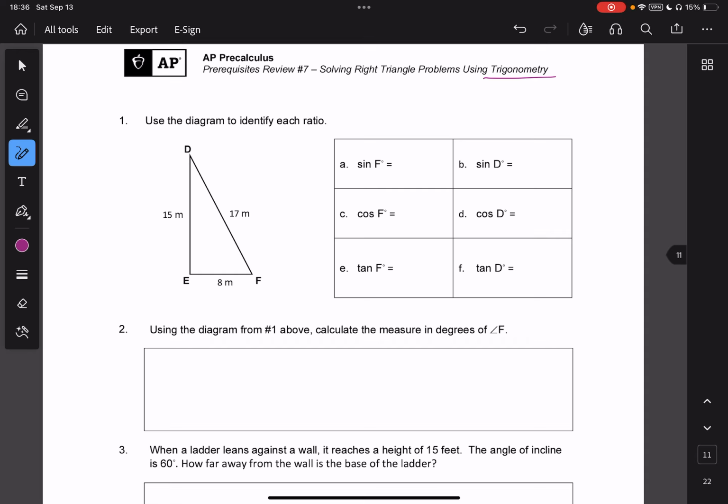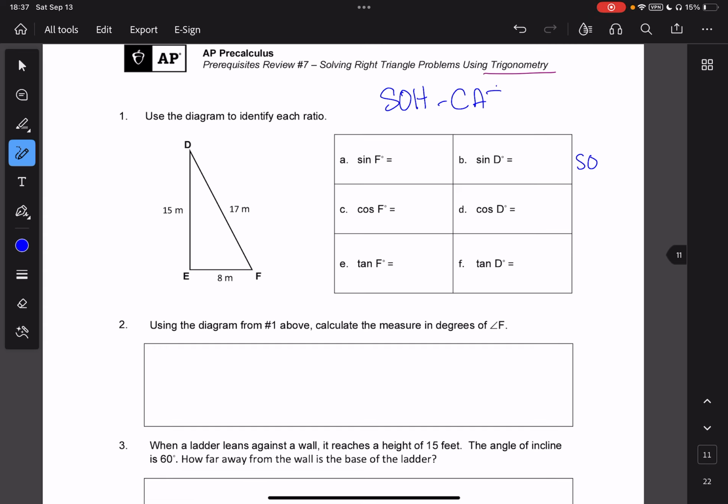I just want to go over really quick before we start. How many of you remember SOHCAHTOA? I really hope you remember SOHCAHTOA because that is the biggest cheat in this. What does SOHCAHTOA stand for? I hope you guys know.